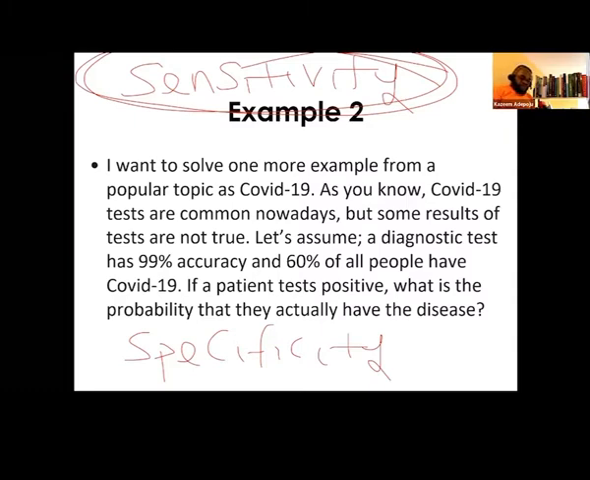And for the specificity, it is the ability of the test to reject what you are not looking for. I'm going to say that again. The ability of the test to reject what you are not looking for. Sensitivity is the ability of the test to pick up what you're looking for.